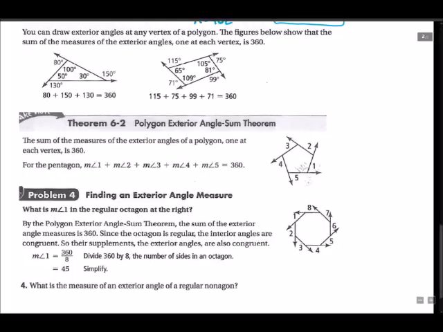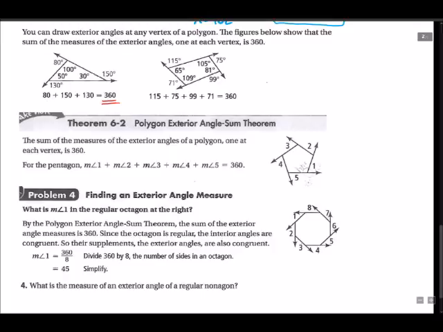And we have drawn exterior angles before. You know that an exterior angle is made up of a side and the extension of another side. So we just draw the line, and we found out on triangles that all of those added up to, what was it? 360 degrees. You remember that?